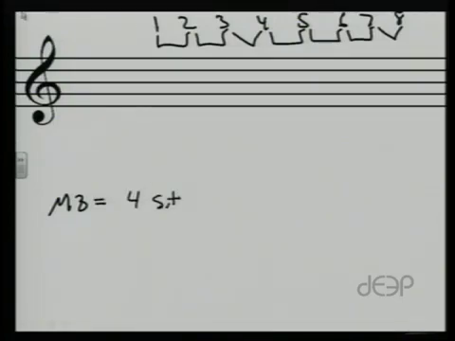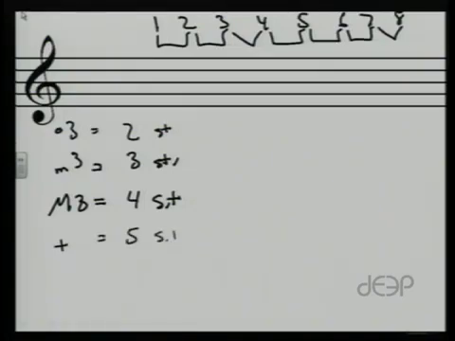Okay, so I bet you can figure this out. If a major third is 4 semitones, then a minor third is how many? 3 semitones. A diminished third is how many? 2 semitones. And an augmented third is 5 semitones. And again, if you're thinking, okay, wait, 5 semitones is also a perfect fourth. Which is which? Well, it's very simple.